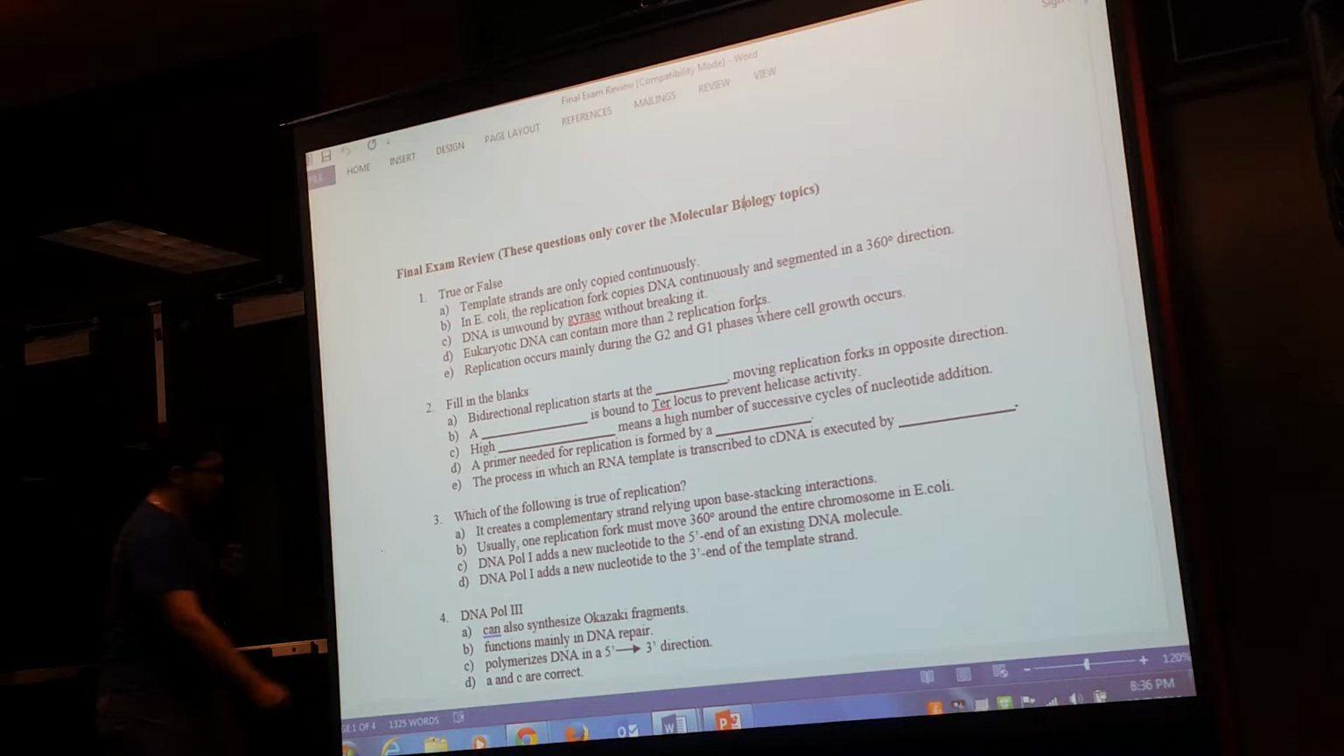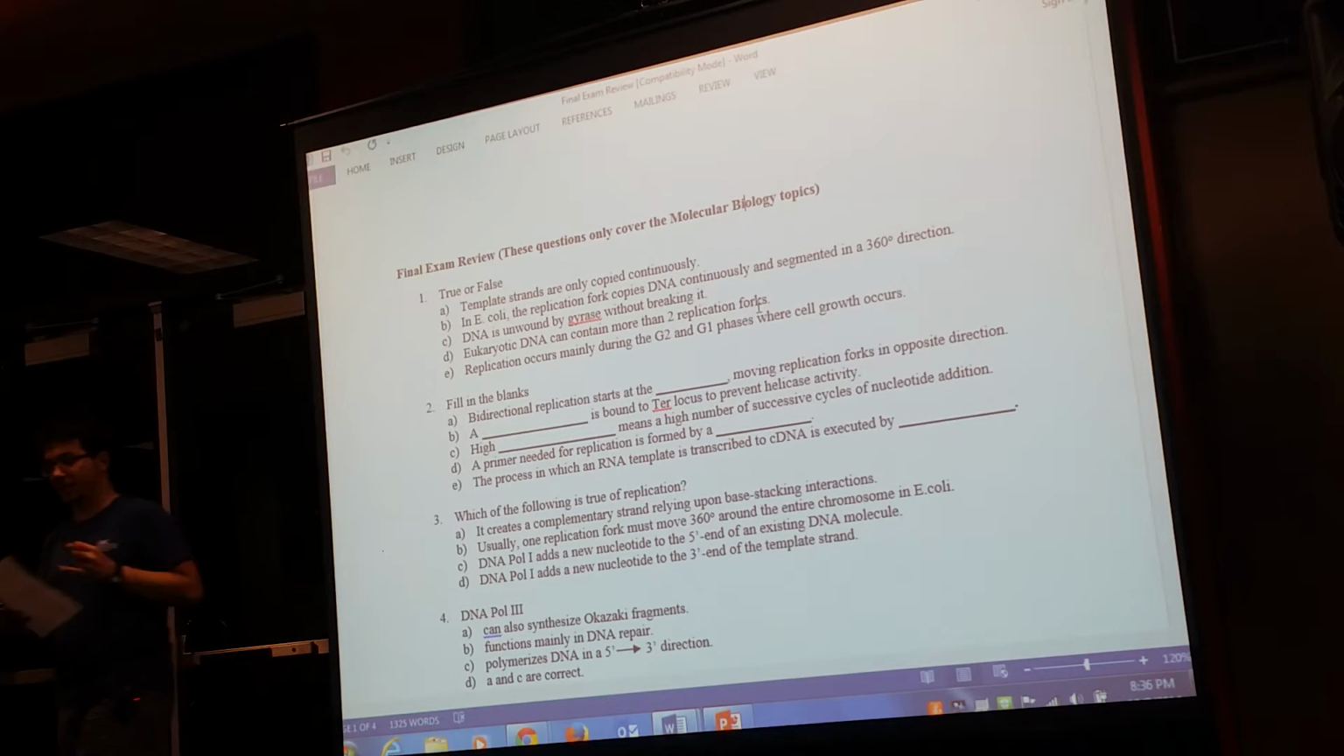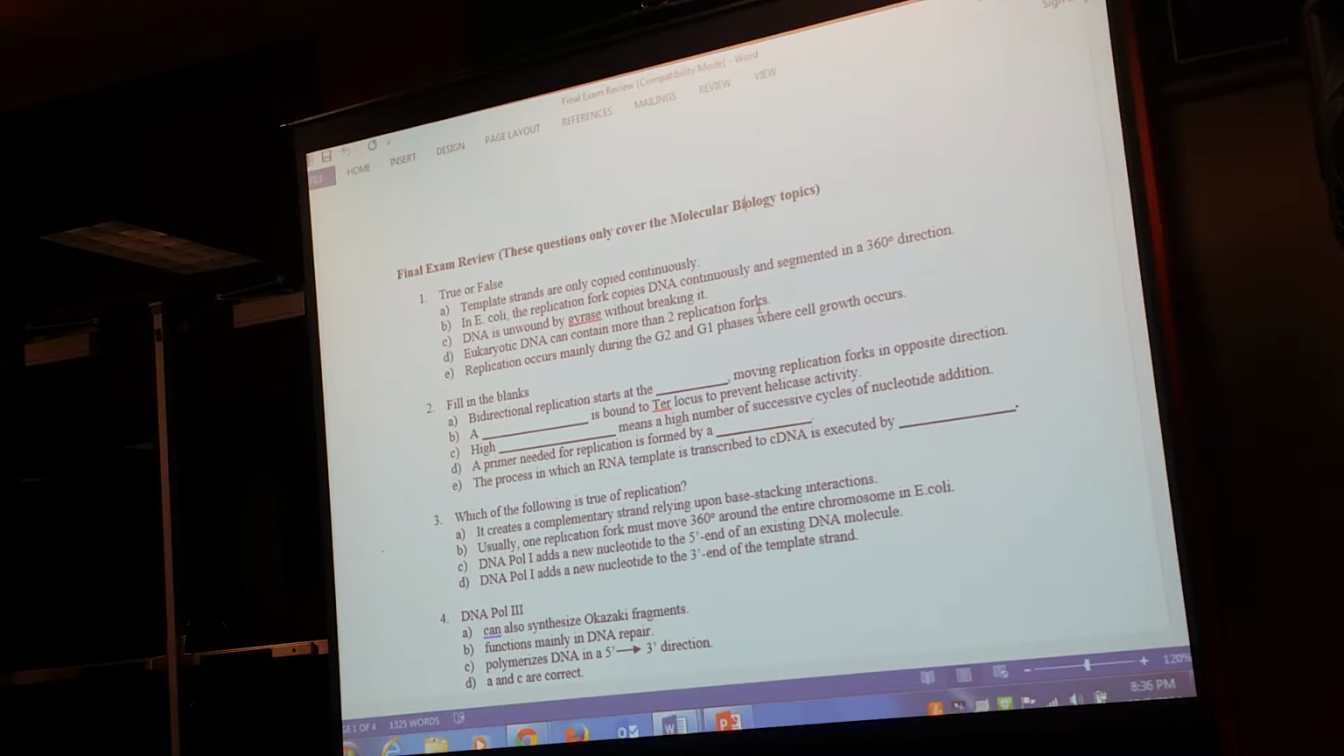So here's some more. These questions that I have here will cover from chapter 11, transcription, to 29. So, true or false? We've got to go through true or false for each one of these. Template strands are only copied continuously. This is a little bit tricky. False. Not template strands. The leading strand is generated continuously. But does that mean the lagging strand isn't a template strand? The lagging strand is also a template strand, so A is incorrect.